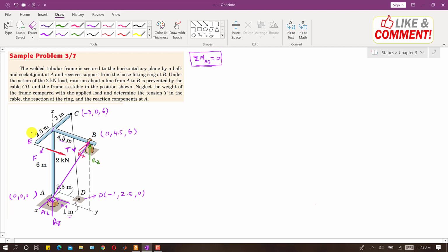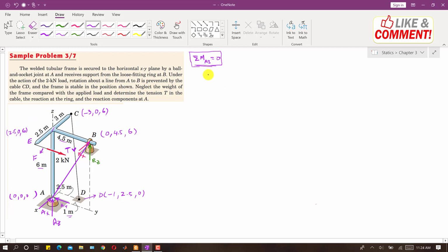And similarly, if I write the coordinates of point E, to reach this point E, we have to travel this 2.5 meters along X, so I will write 2.5. Since this point E is along X, there is no need to travel along Y, so this is 0, and we have to travel 6 meters along Z, so this is 6 meters. So these are the coordinates, right?